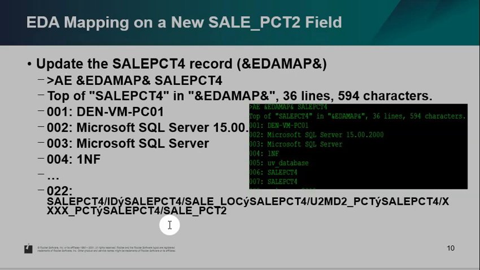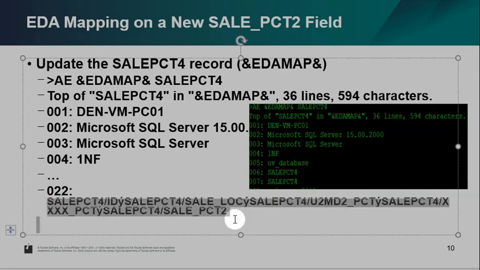In particular, we're looking for field 22. So that's the record here. Because we're looking for the field record, it's position 4. So basically it has two parts. The first part is the table name. The second part is the field name. So I want the original sales underscore PCT2 changed to sales underscore PCT.